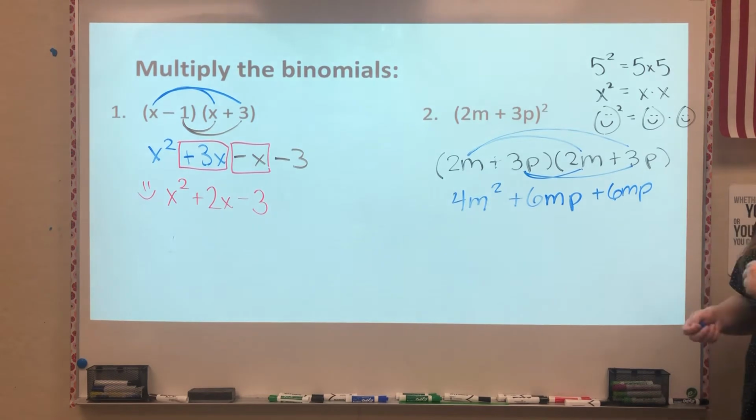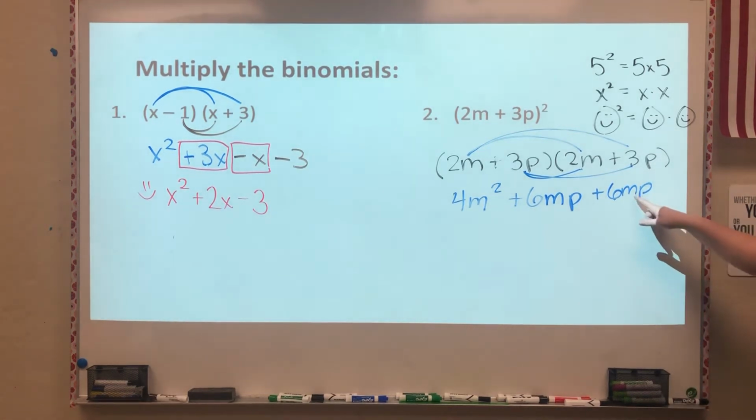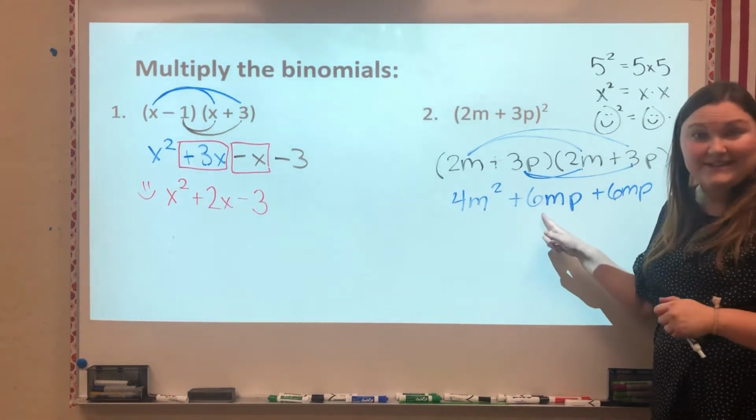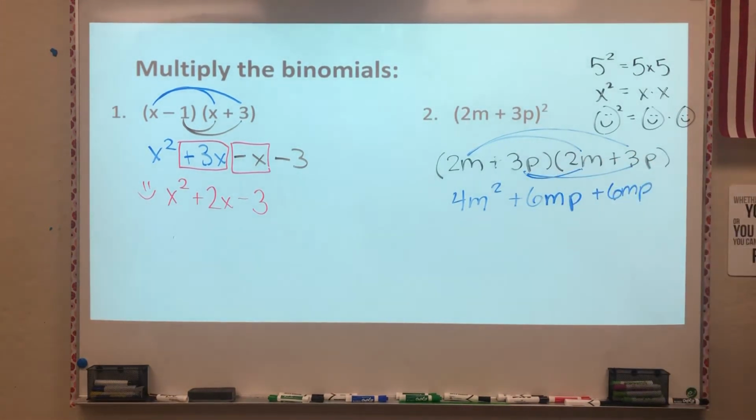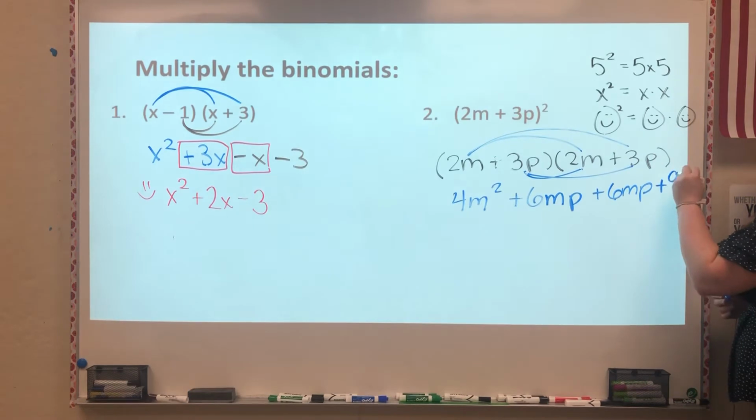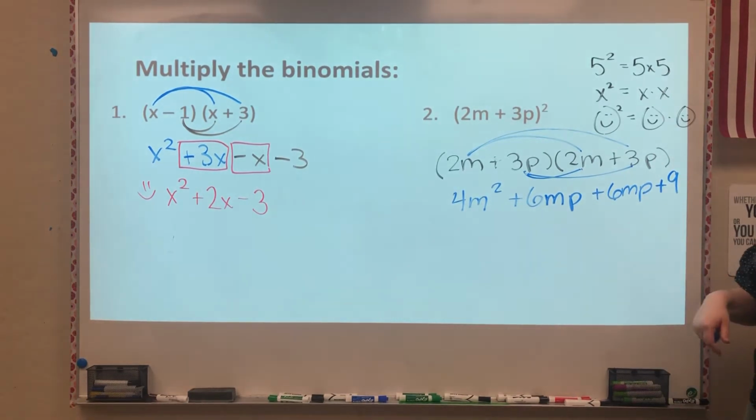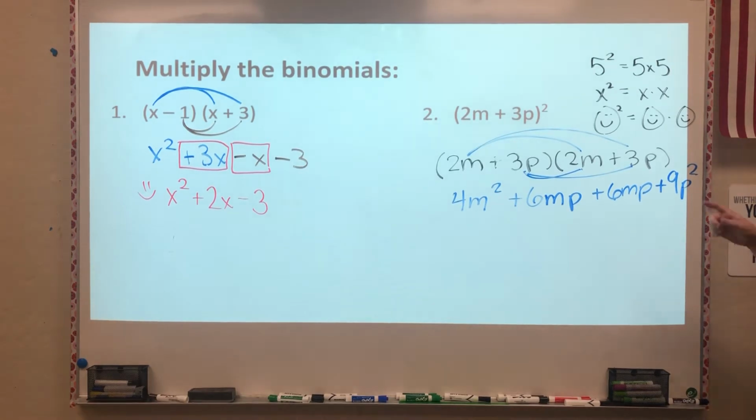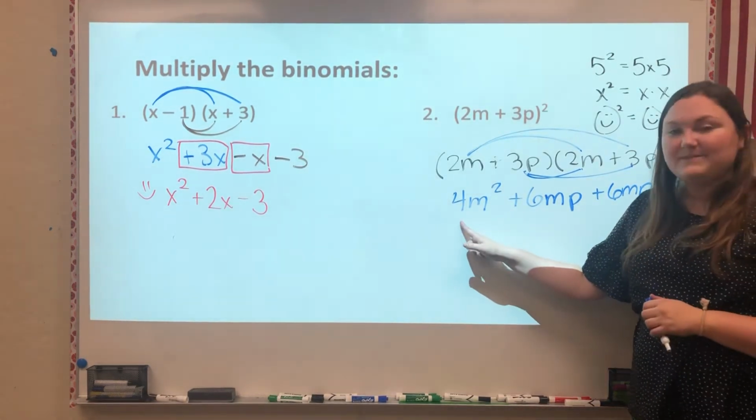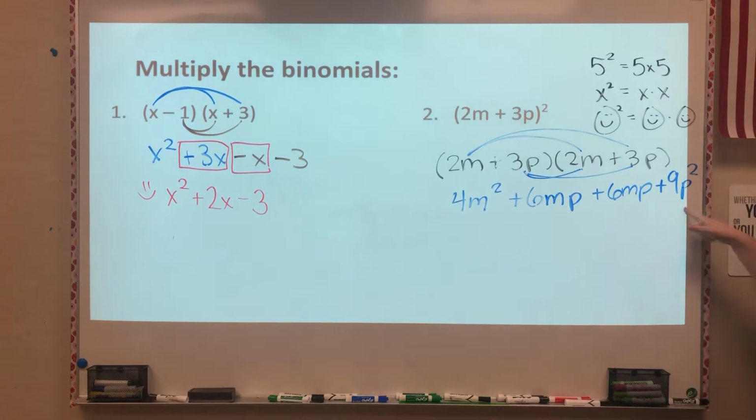Again, it doesn't matter the order you write those variables, but I am, for my sake, going to write them the same way I did here, in the same order. And then the last part, the 3p times 3p, well, I know 3 times 3 gives me 9, and p times p gives me p squared. Remember we said we want 4 terms if we're multiplying all that out, and here are my 4 terms. Is that my final answer?